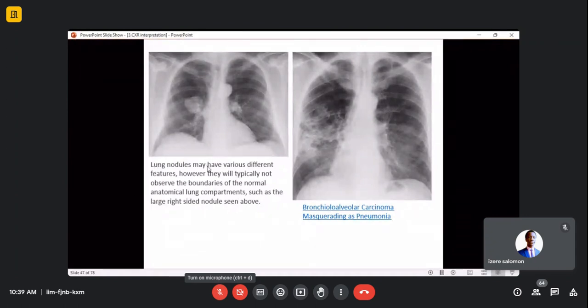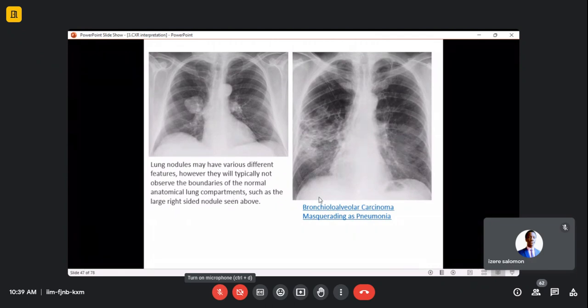Lung nodules may have various different features. However, they will typically not observe the boundaries of normal anatomical lung, such as the right-sided nodule. So it doesn't look like airspace opacity. It can be either right hilar adenopathy, but when you see this, it can be lung masses, tumors. When I see this, I go straight forward to the CT scan with contrast of the chest, CT chest with contrast, to better characterize these nodules and see what they are.